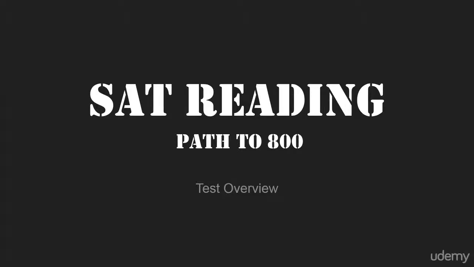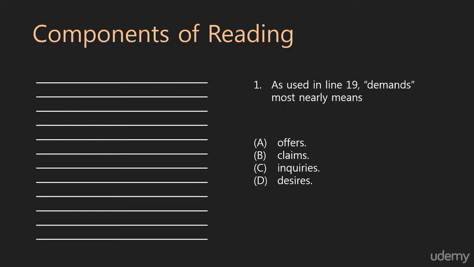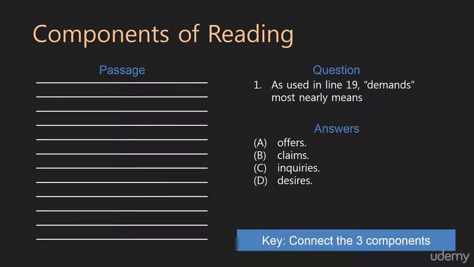Hey there guys, we're going to start with the test overview for the SAT reading section. Now, there are three components to the SAT reading. There's, of course, the passage itself, the question, and the answer choices. Fairly trivial, but the key to acing the SAT reading section is learning how to connect these three components together. Okay? Now, to connect them, you really need to understand each of these components very well.